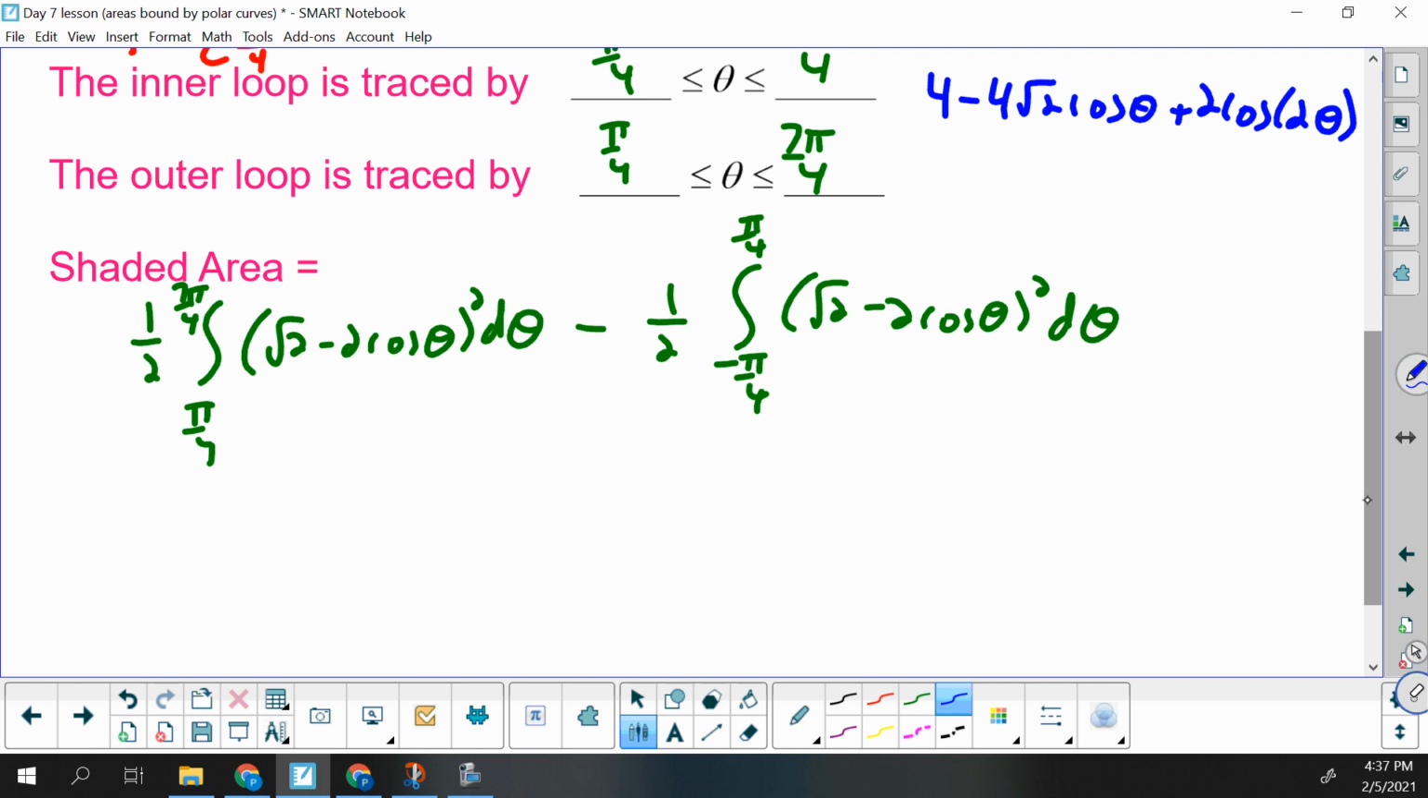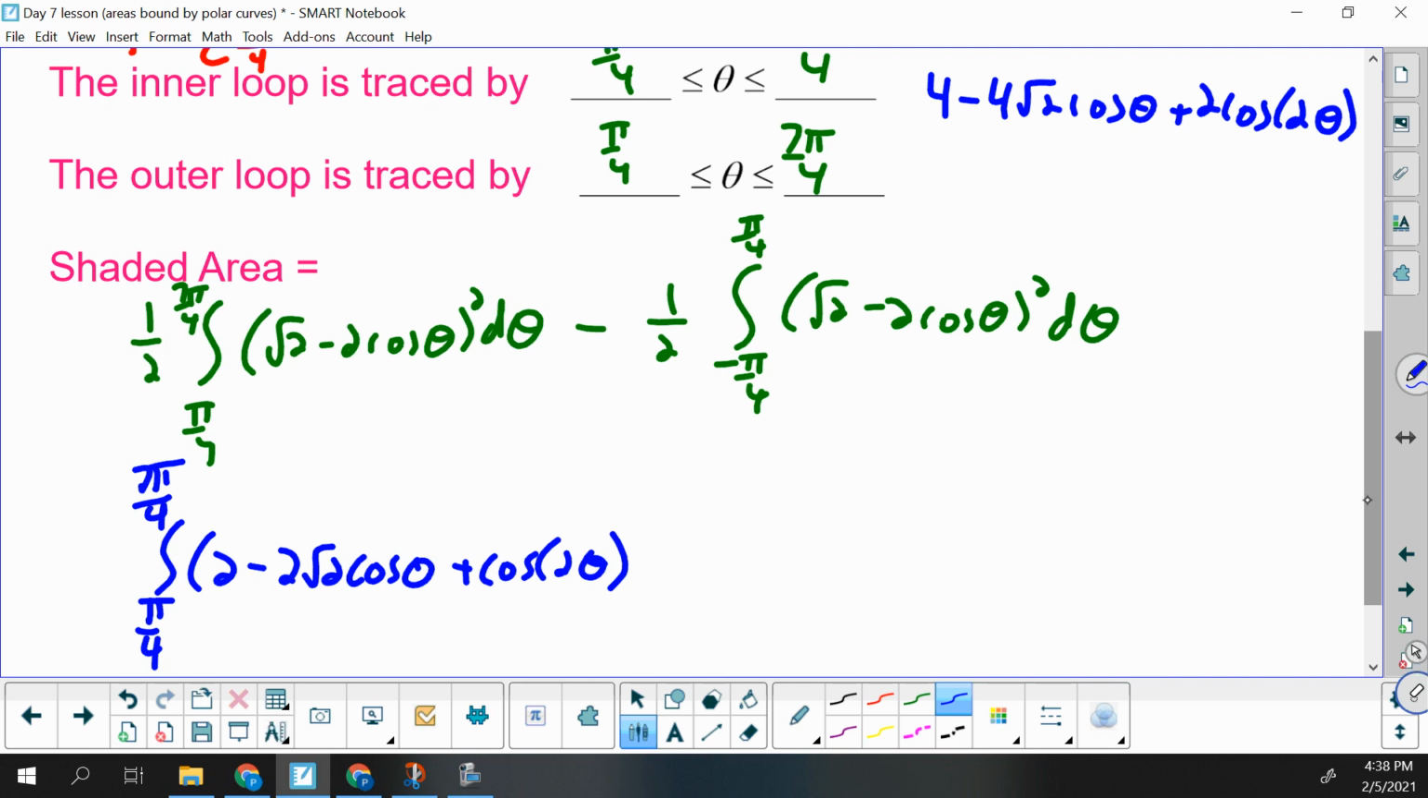Now, what I'm going to do here is notice we have 1/2 in front of each of those. So I'm going to go through and distribute that 1/2, just so we don't have to worry about it. Everything was multiples of 2, so it should work out nice. So we're now going to have 2 minus 2 square root of 2 cos theta plus cos of 2 theta. And again, that's because I distributed the half through. And we'll have the same thing over here.